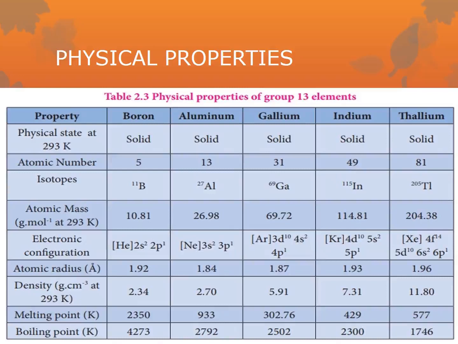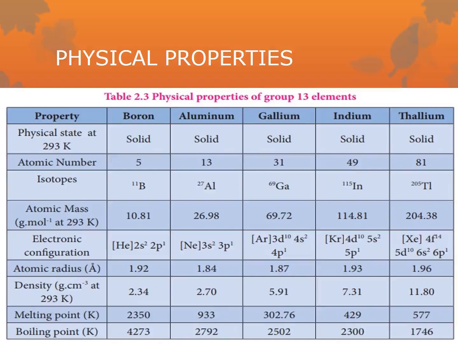Boron is in solid state, aluminum is in solid state, gallium is also in solid state. What are their atomic numbers? Boron atomic number 5, aluminum atomic number 13. This table you should remember. Gallium atomic number 31, indium atomic number 49, thallium atomic number 81.